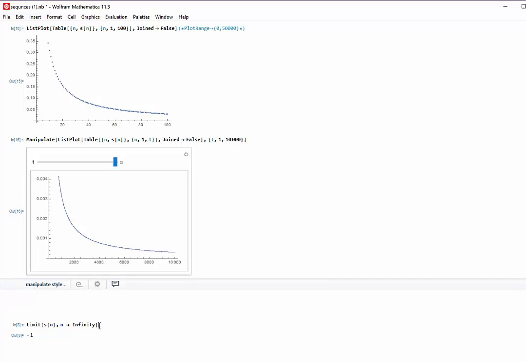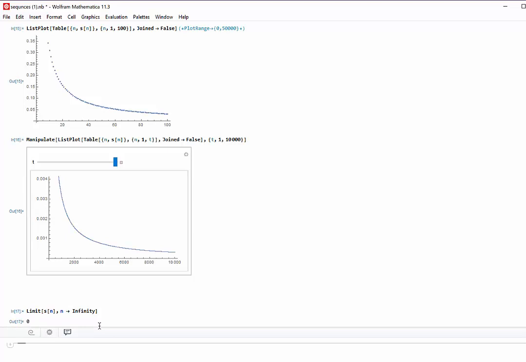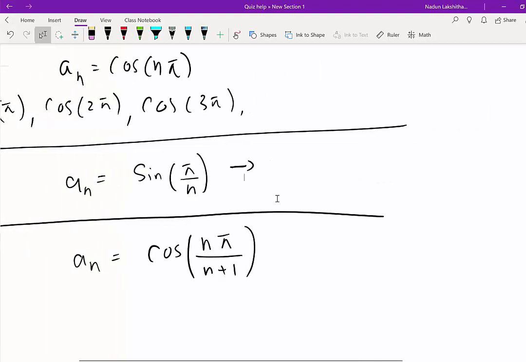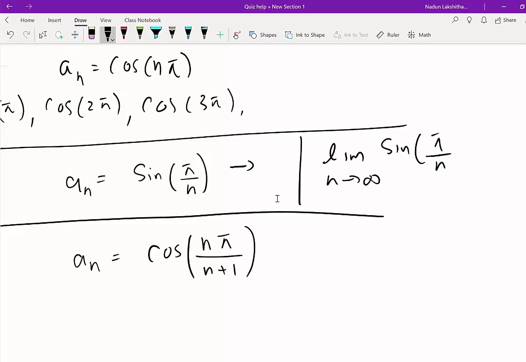So let's calculate the limit using Mathematica. It's 0. So this sequence is convergent. Now why is that? Let's look at the limit. If you want to find convergence or divergence, we have to take the limit. So let's try to make sense of it using a discussion.